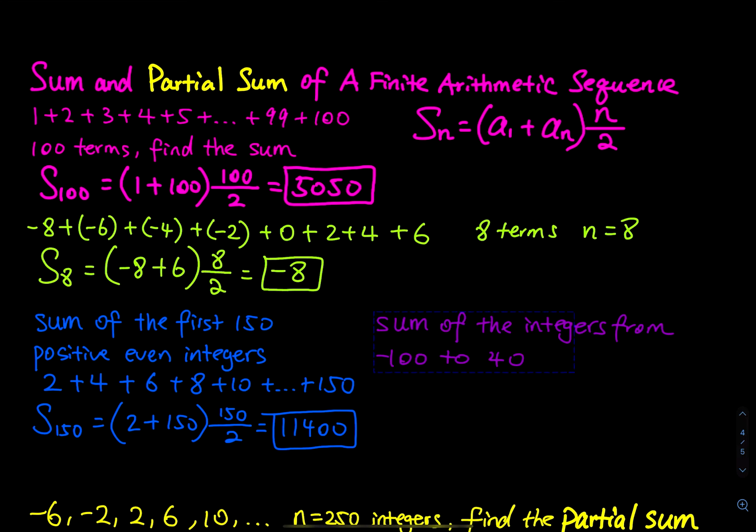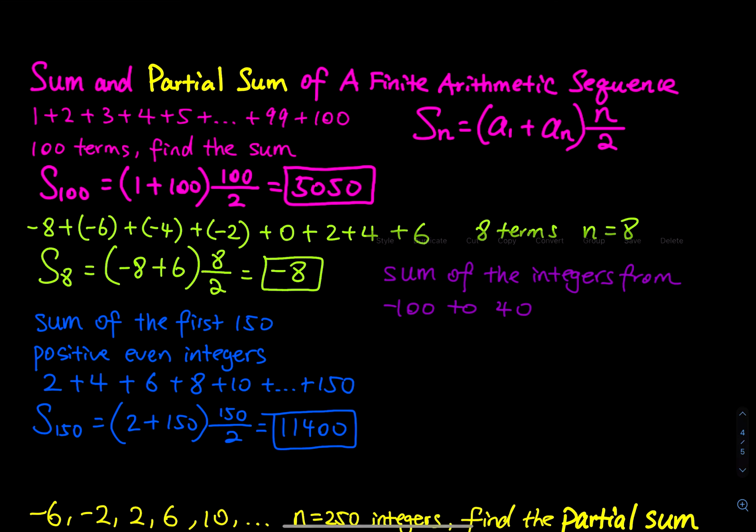So this one, allow me to save some space for myself. I'm going to move this up, from -100 to 40. All right, how do you do this? How many integers are there? So from -100 to -1, there are 100 numbers, right? And then you have a 0, and then you have 1 to 40.